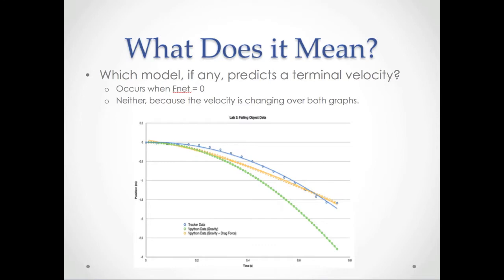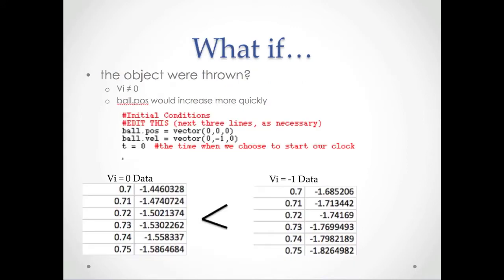Terminal velocity is the velocity when the net force is equal to 0. This would cause the velocity to go on unchanging. Notice how in all models the slope is curved. This shows a changing velocity. Therefore, no model displays terminal velocity.